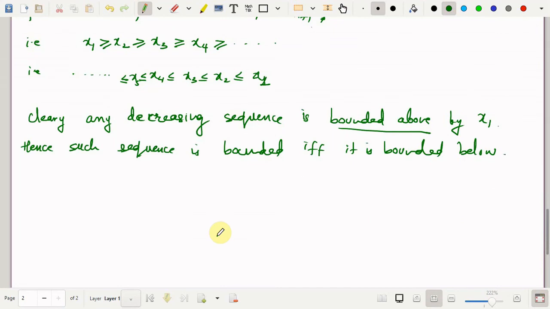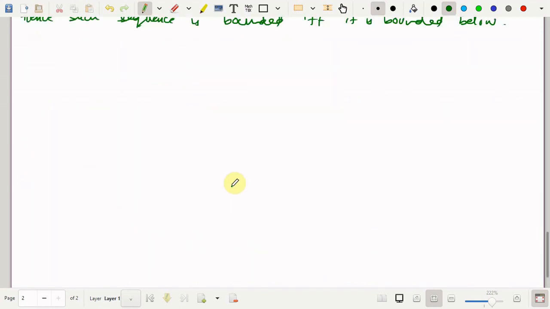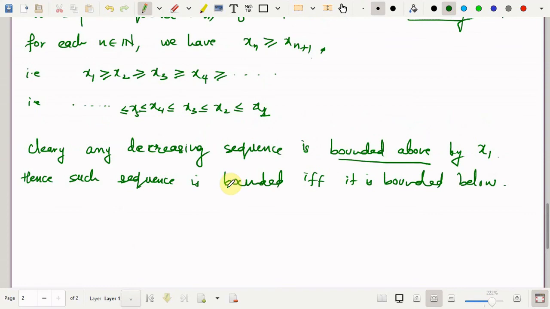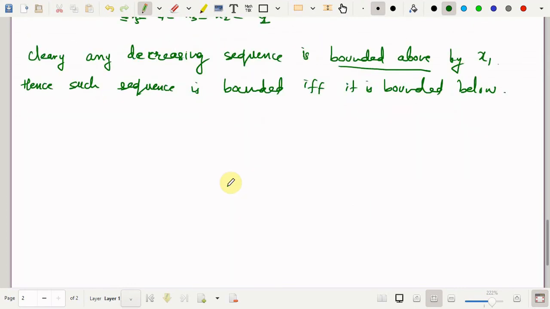Okay, so we define now again here, a constant sequence is a decreasing sequence because each term is equal. In fact, the constant sequence is an example which is an increasing sequence as well as a decreasing sequence. But if I construct a definition of a strictly decreasing sequence, then in that case the constant sequence is not strictly decreasing. So we define in a similar way a strictly decreasing sequence.